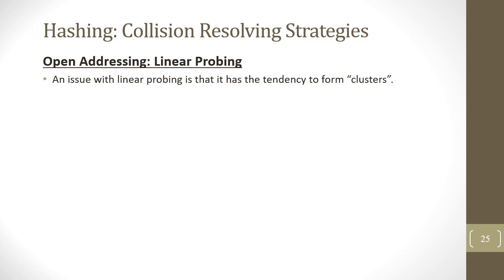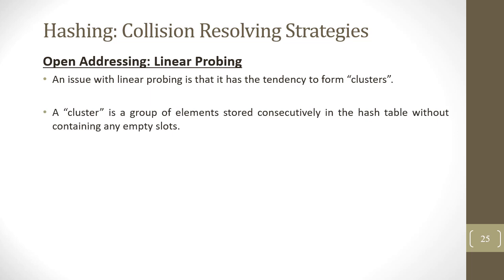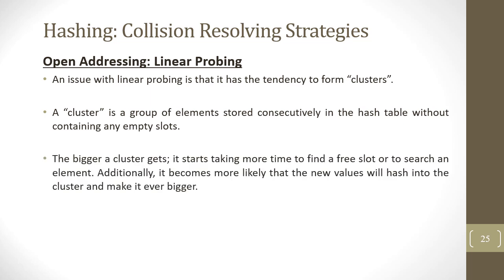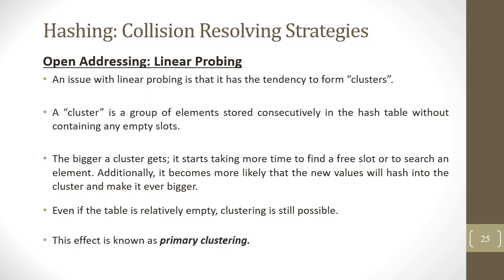An issue with the linear probing is that it has a tendency to form clusters. A cluster is a group of elements stored consecutively in the hash table without containing any empty slots. The bigger a cluster gets, it starts taking more time to find a free slot or to search an element. Additionally, it becomes more likely that the new value will hash into the cluster and make it even bigger. Even if the table is relatively empty, clustering is still possible. This effect is known as primary clustering.